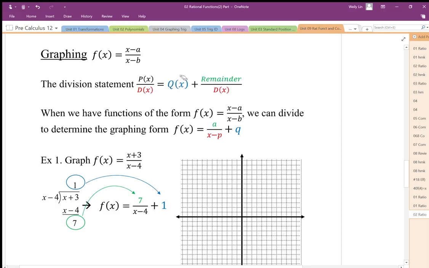And this quotient then represents our horizontal shift, our vertical shift, and then this divisor is going to be the same here, and the remainder ends up being our vertical expansion. So we start with this expression, and then we end up with an expression that looks like this. And this expression then will be our transformation expression which we can use to graph this function.